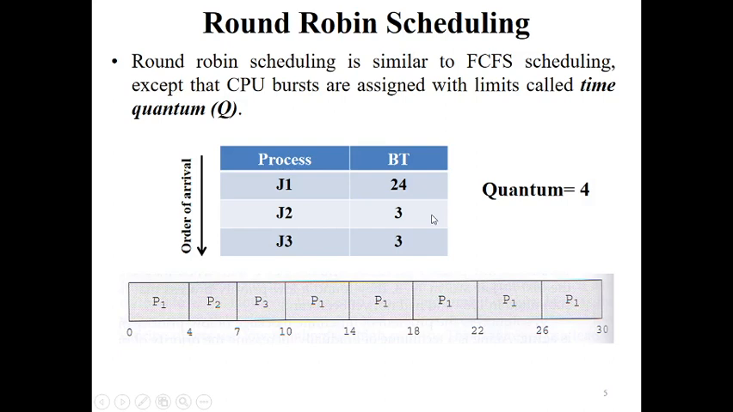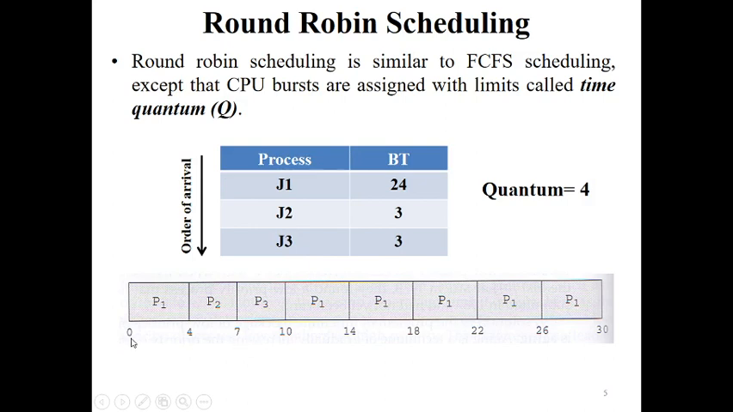But here you can see that J2 requires only 3. So out of this 4, J2 is using only 3, right? That's fine. Once J2 completes its execution, again CPU will be given to J3. The same scenario will repeat again and again, just like a circular queue. So you can have a look at the Gantt chart.